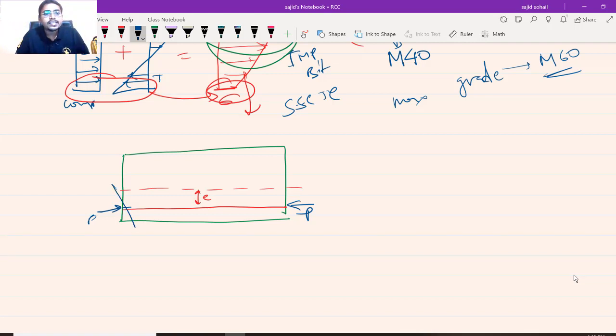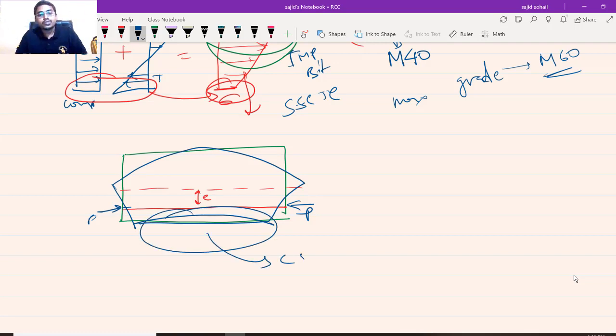So as the bottom part is getting compressed, the top part will be in tension, and you will be getting something like this. What is happening? At the bottom part, you are giving compressive stresses. At the top part, you are giving tensile stresses. Okay, I hope it is very clear, right?